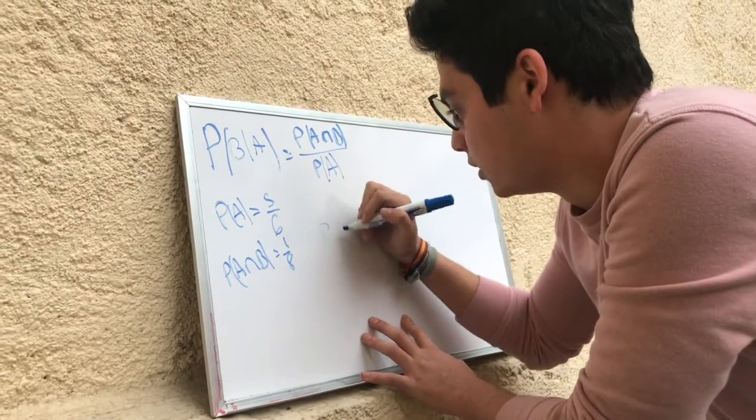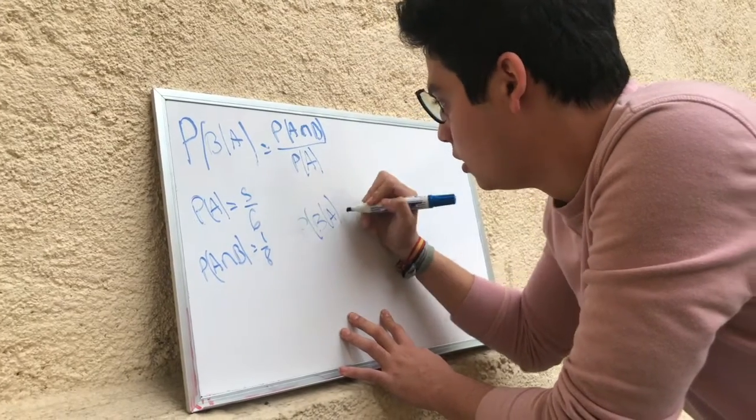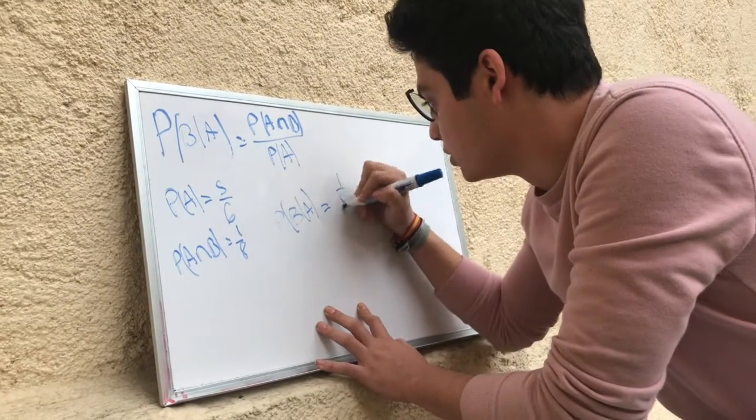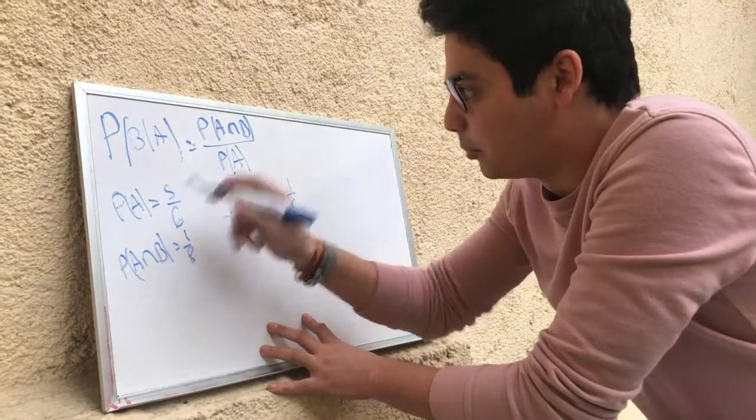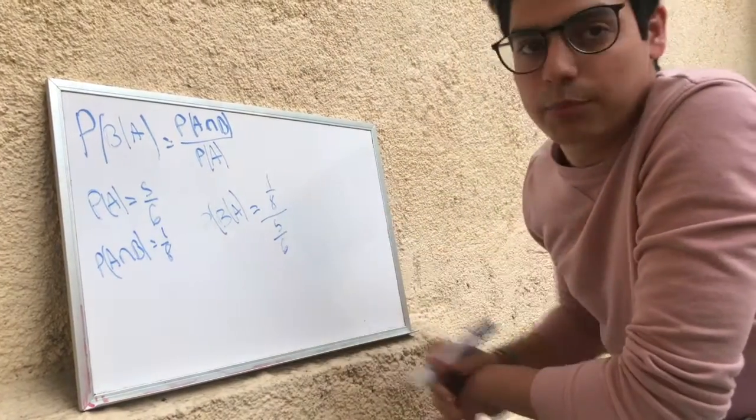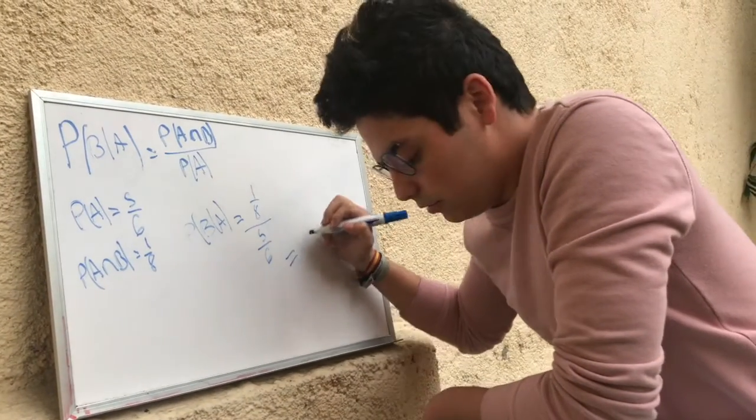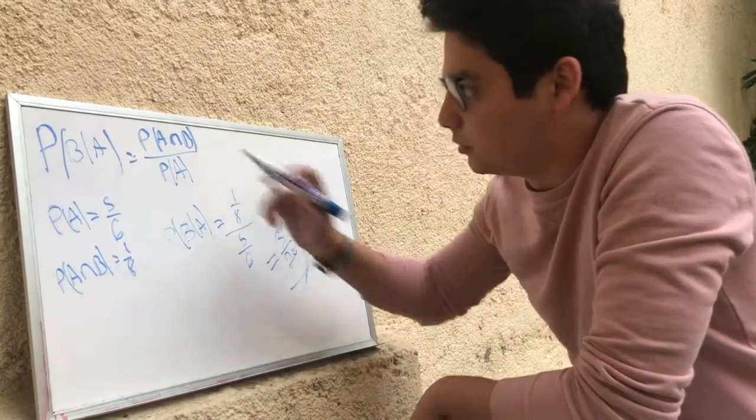So we just insert the values. We're trying to find the probability of B given A, and it gives us 1/8, which is the probability of A and B, and we just divide that by the probability of A, which is 5/6. We put this in the calculator, and it equals 3/20, and that is the answer for probability of B given A.